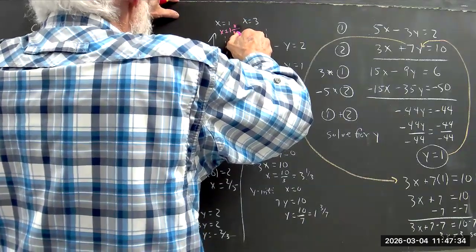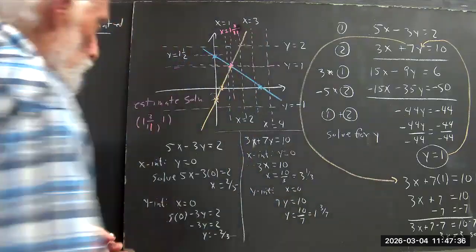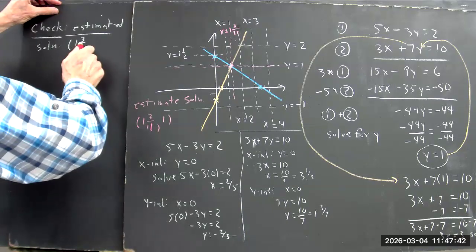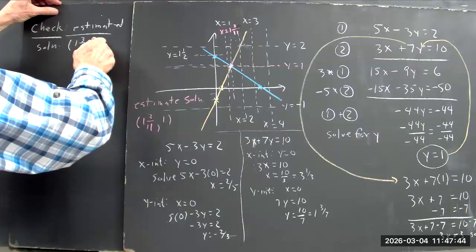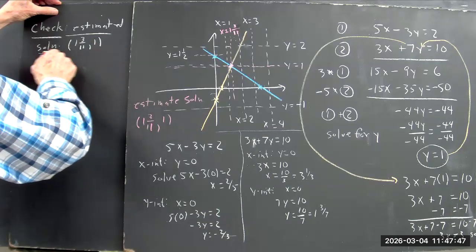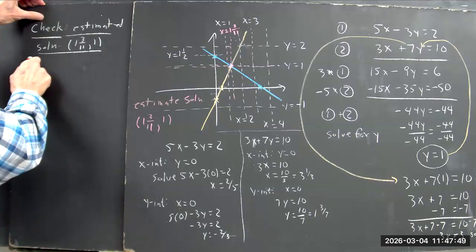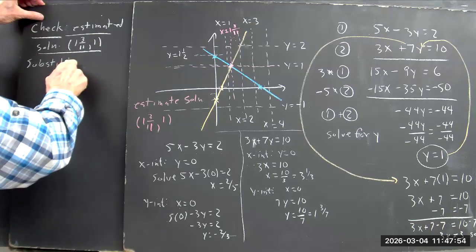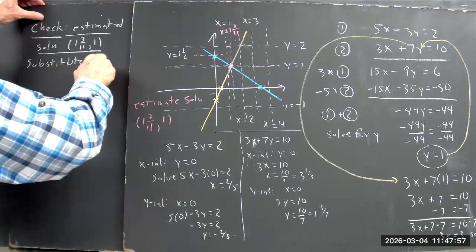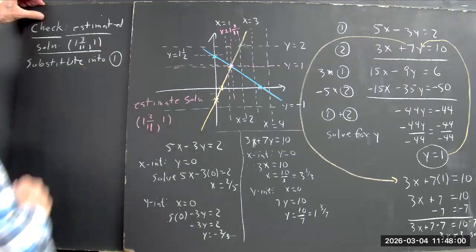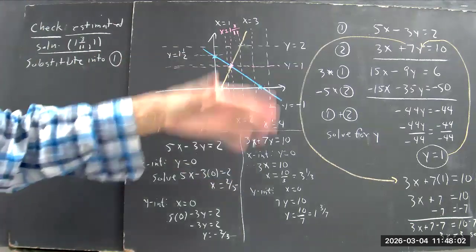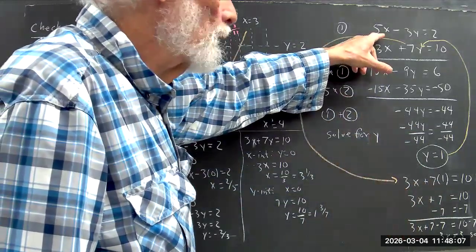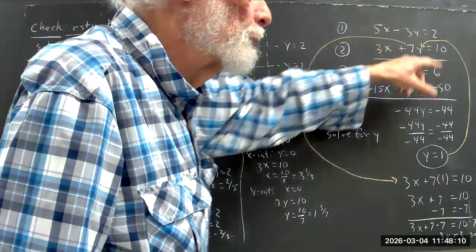Illustrate what happens when you get a fraction in a solution and you're trying to check. Okay? Because this is real important and people tend to forget about this. 1 3/11, 1. We're going to substitute this into our original equation 1, not one of the equations we got when we started multiplying things and so forth. Our original equation 1, you recall, is 5x minus 3y equals 2.